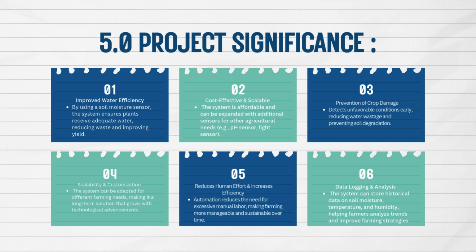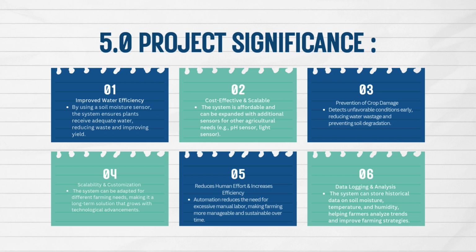Next, reduce human effort and increase efficiency. Automation reduces the need for excessive manual labor, making farming more manageable and sustainable over time. For example, instead of checking soil moisture level multiple times a day, the farmer can monitor everything remotely via a smartphone. If needed, this system can automatically water the plants, eliminating the need for manual irrigation. This allows farmers to save time and focus on other important tasks like harvesting or crop planning, especially beneficial for large farms where manual monitoring would be time-consuming.